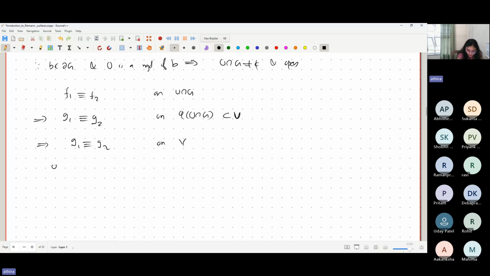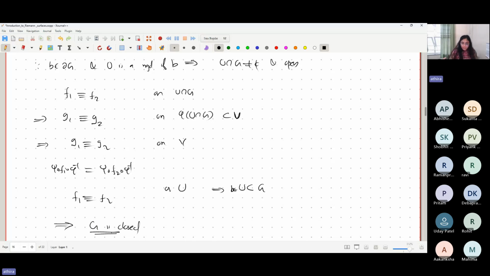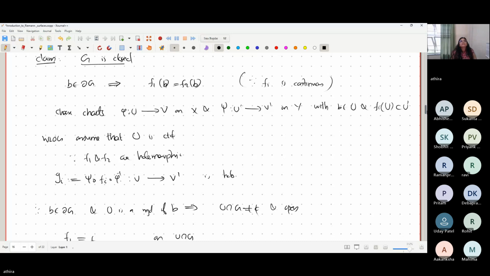Since psi and phi are homeomorphisms, F1 is identically equal to F2 on U. That means U is contained in G. So B belongs to G, and G is closed. Is the proof clear? Yeah, you can go ahead.